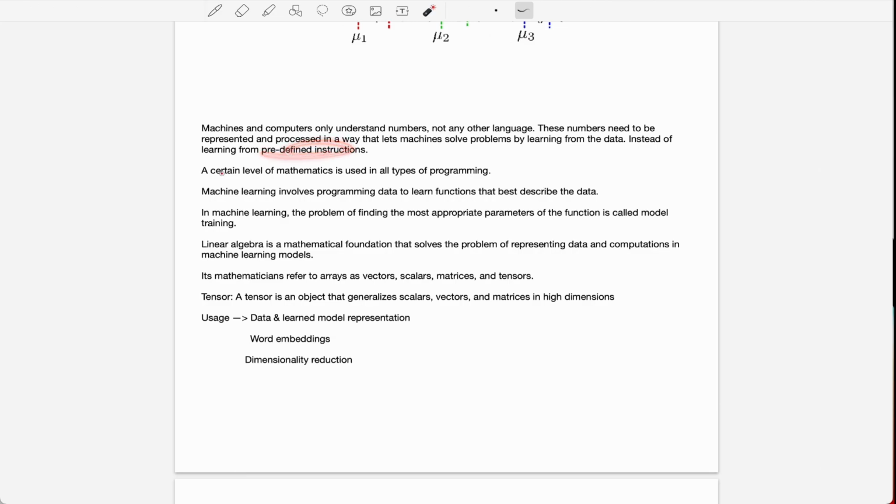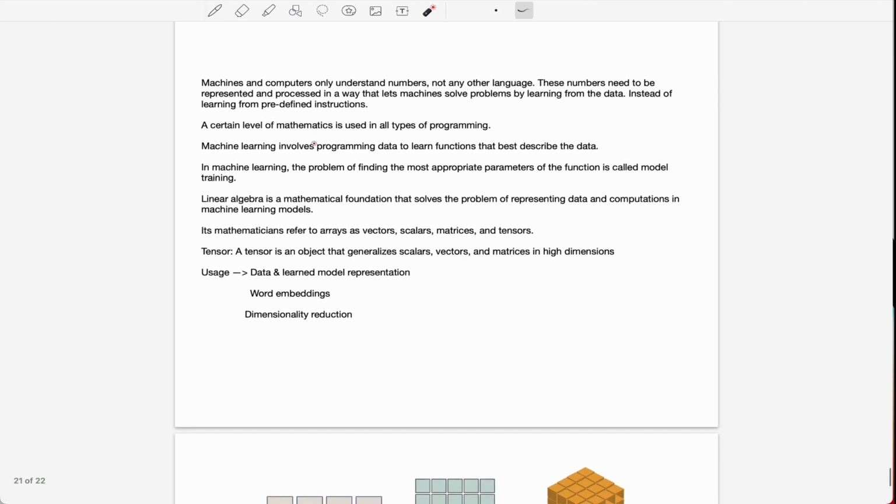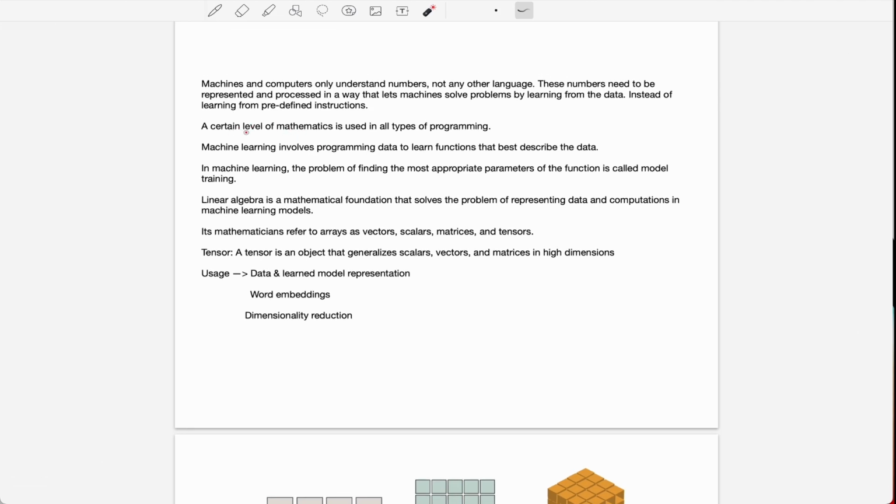Okay, so a certain level of mathematics is used in all types of programming. So we should have a basic foundation in mathematics. That's why I started with the basic mathematics, like vectors, matrices, and probability calculus, etc. After that, machine learning involves programming data to learn functions that best describe the data. That data means the data we are going to have in our project.